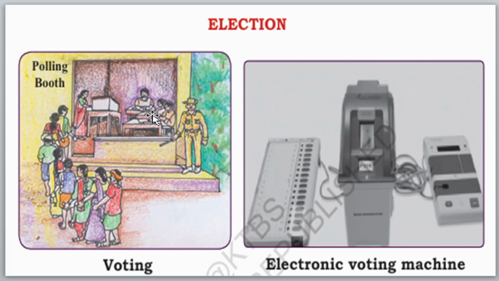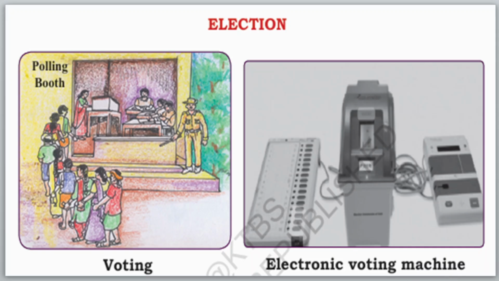First they check the entry, all the entries will be done. Second, they check the identity card, and third, they apply the ink. Afterwards they ask the voters to vote. Nowadays there are electronic voting machines, which we call EVMs.